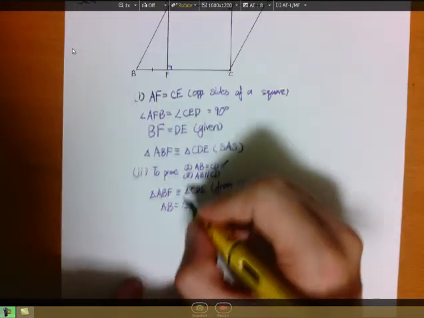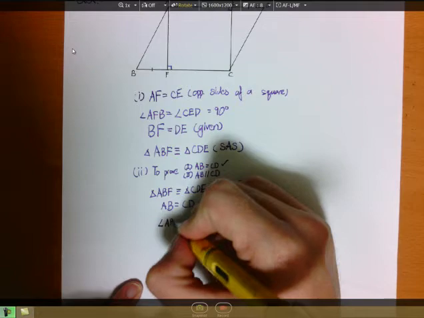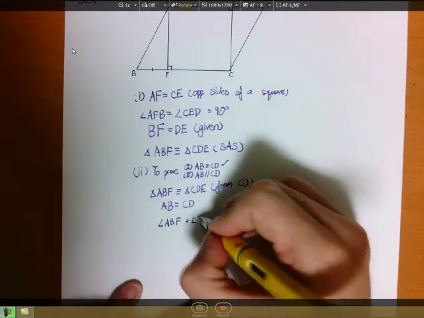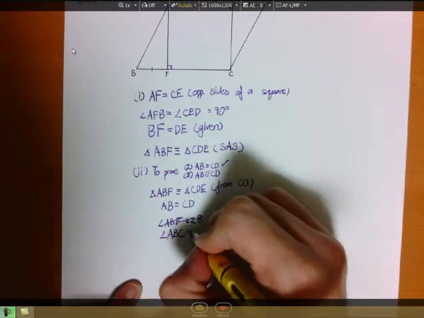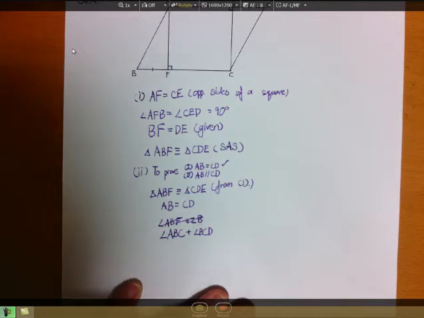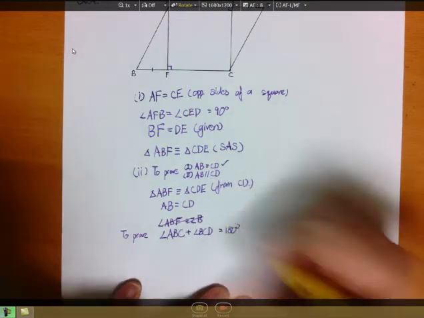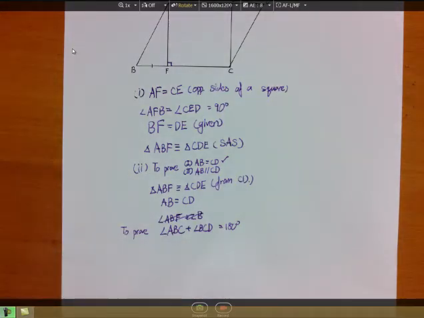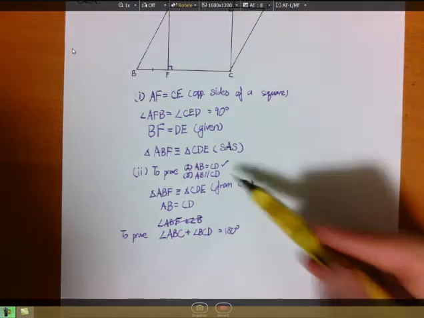In order for me to prove that they are parallel, I need to prove that angle ABC, which is ABF, plus angle BCD is equal to 180 degrees. So this is what I must prove. Why I need to prove this is because if these two angles add up to 180 degrees, it simply means that these two angles are co-interior angles. It will prove that AB is parallel to CD, which is my mission number 2.